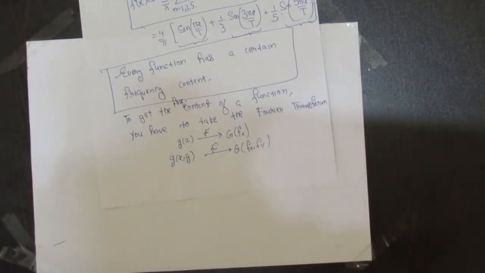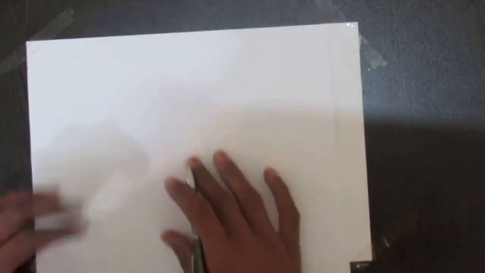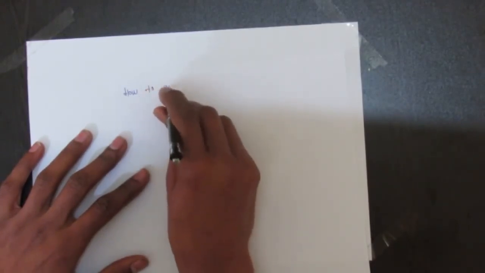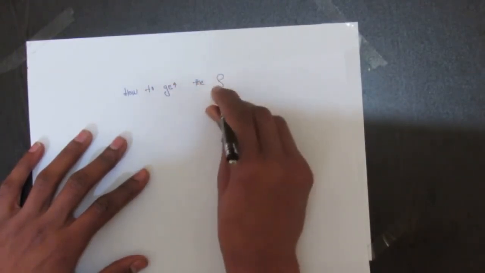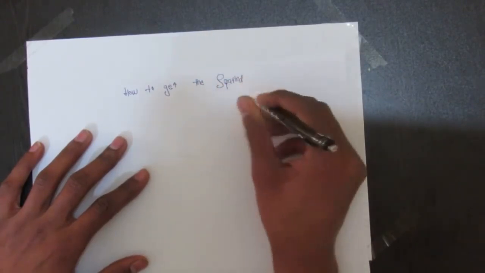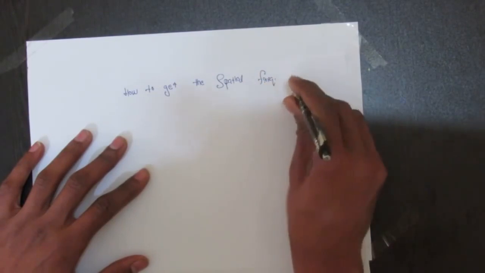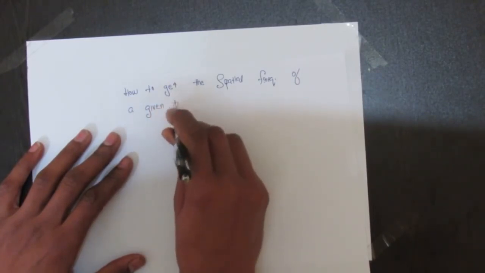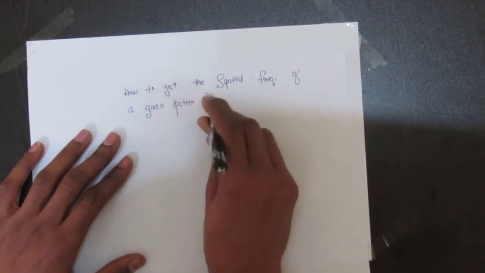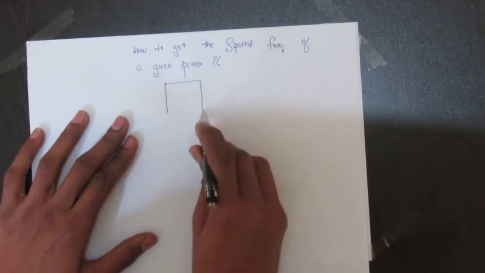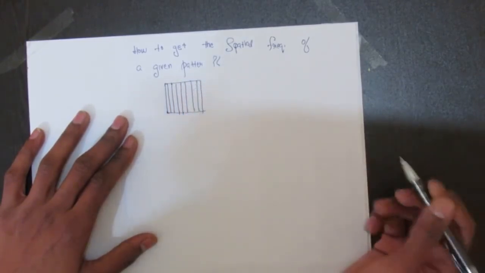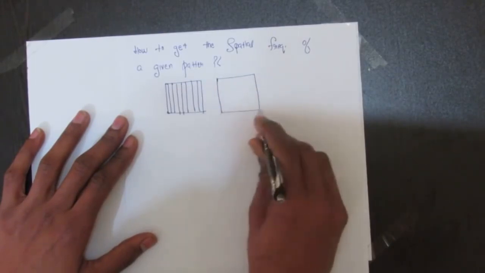So now, the next question is, how do I get the spatial frequencies of a given pattern? Okay, optically, how to get them optically. For example, you can have a pattern which looks something like this. You have a grating of something like this. Or you can have a grating like this.